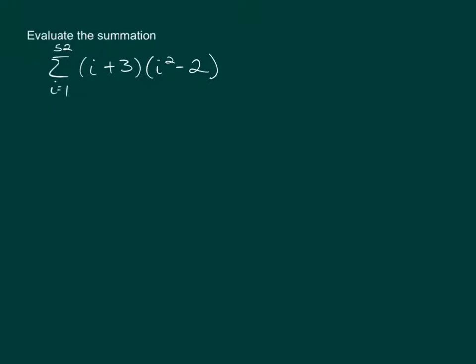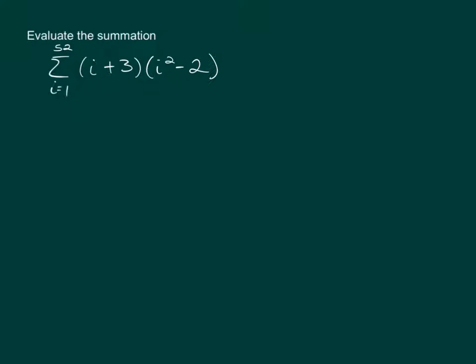Evaluate the summation. The sum as i goes from 1 to 52 of (i + 3)(i² − 2). Now in its current form, you cannot find the summation of this. We need to distribute all of these terms together to create an expression with only addition and subtraction.